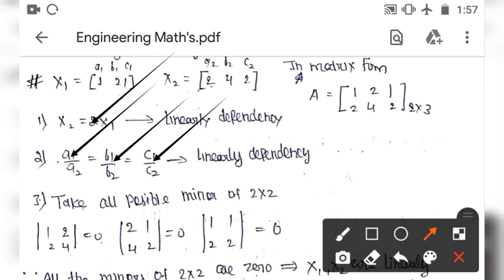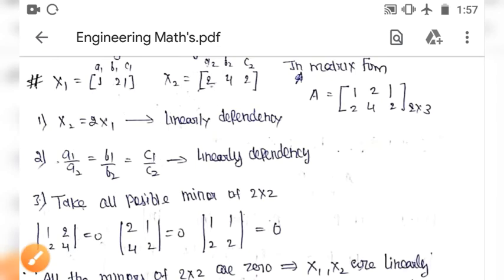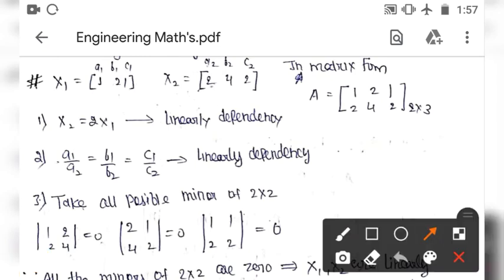Either you go with this, or you just find the ratio of the corresponding elements, corresponding column. With these two we can tell whether the given matrix has linear dependency or not. If there is a dependency, you know what would be the determinant value. If there is independency, then what is the determinant value?